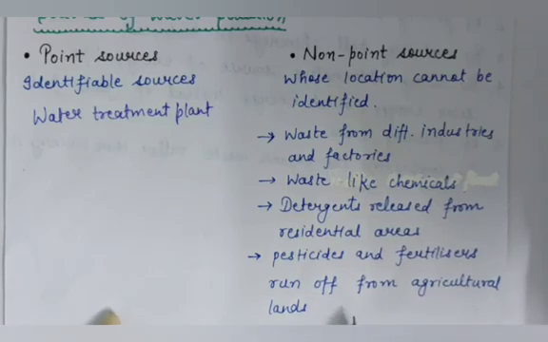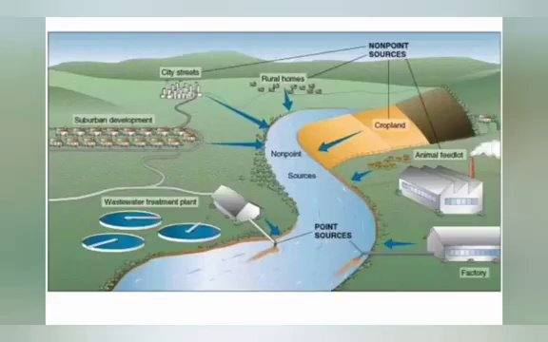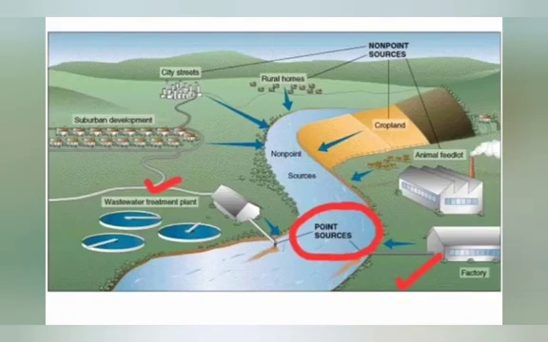Let us study in detail about the point and non-point sources with the help of a diagram. The main difference between the two is that point sources are easily identifiable, but non-point sources cannot be identified. Now this picture shows some examples of point sources and non-point sources. Wastewater treatment plant and factories are both examples of point sources.